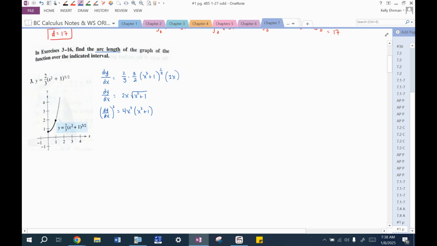And I'm going to distribute that through as well when I put it into my formula. So now I'm going to go ahead and switch over to the arc length formula. So the arc length is the integral from 0 to 1, those are the x values, of the square root of 1 plus, if I distribute this through, I get 4x to the fourth plus 4x squared.